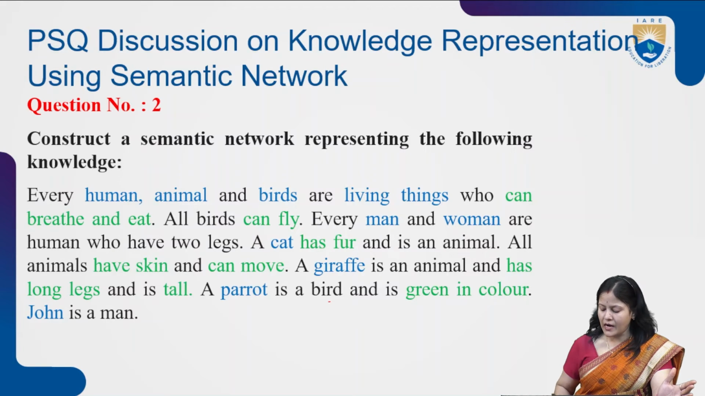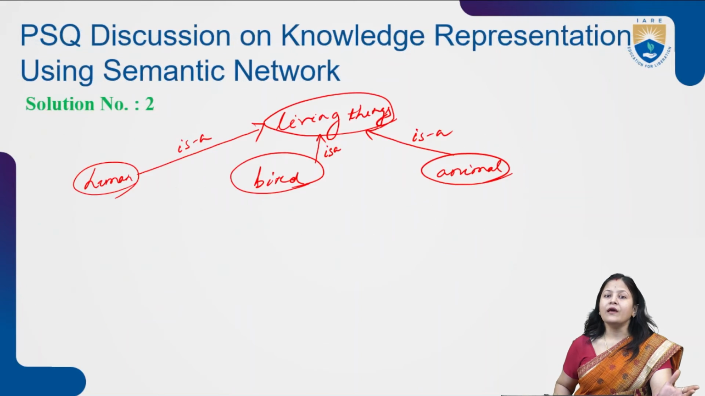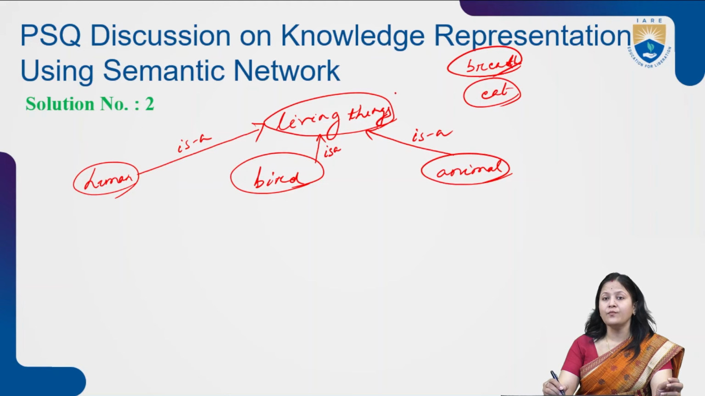Who can breathe and eat? That means living things can breathe and eat. So these are 2 attributes. Let me create 2 nodes for these 2 attributes: breathe, and another one, eat. Attributes we can represent with the help of a dotted arrow mark. So living things can breathe, living things can eat. Like this we can represent.